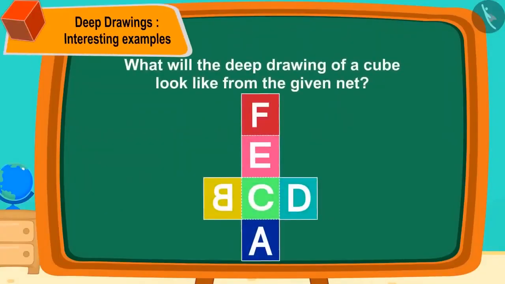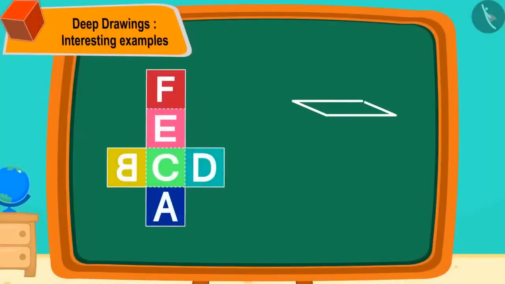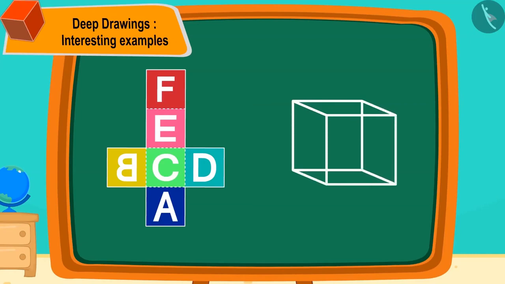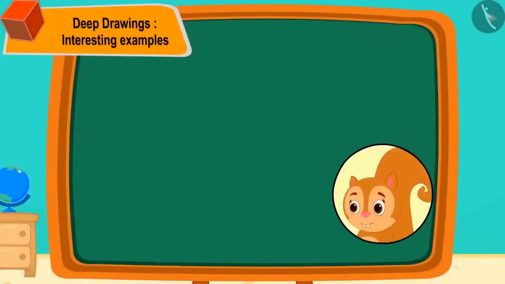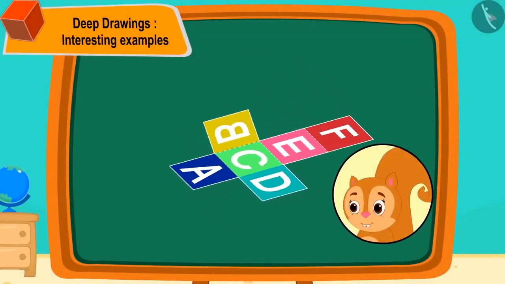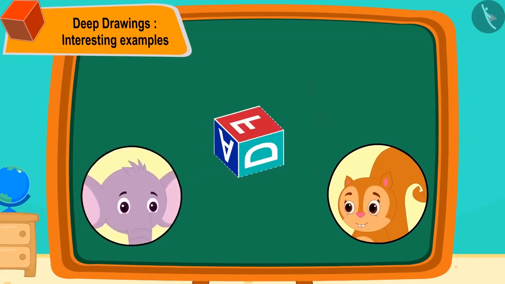Can you tell what this deep drawing will look like? You can find the answer by pausing the video. You can make this deep drawing in this way too. Chanda made a dice by folding a net made of paper, and Chanda and Appu started playing their game.